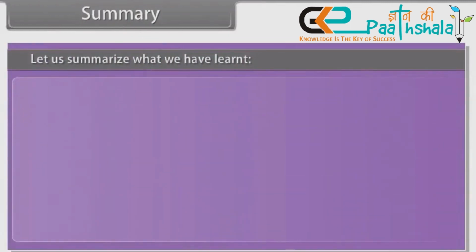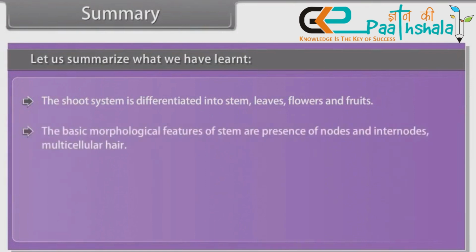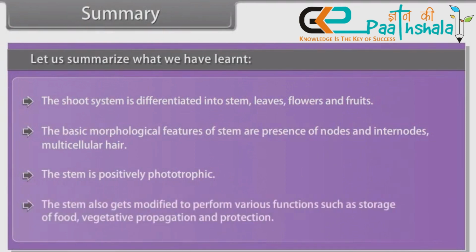Let us summarize what we have learned. The shoot system is differentiated into stem, leaves, flowers, and fruits. The basic morphological features of stem are presence of nodes and internodes, and multicellular hair. The stem is positively phototropic. The stem also gets modified to perform various functions such as storage of food, vegetative propagation, and protection.